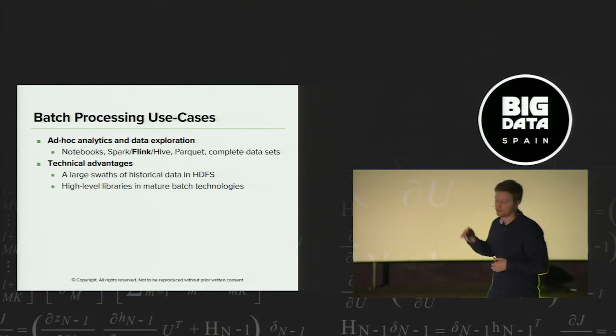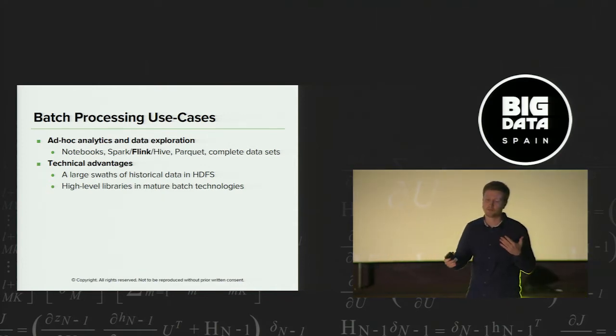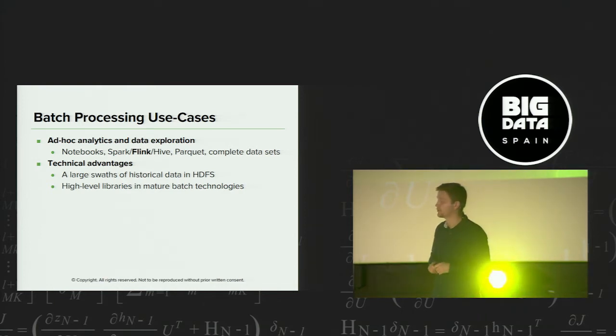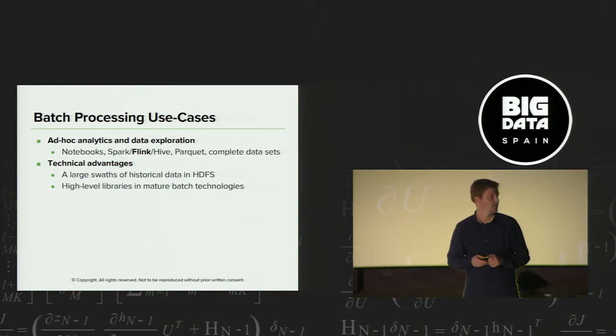When it's bounded data, batch solutions are the best to go. Another very important one is if we have some major high-level libraries, for example machine learning libraries, and we want to train models on bounded data, then batch solutions would probably also be a better fit.